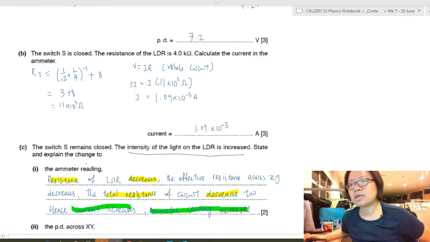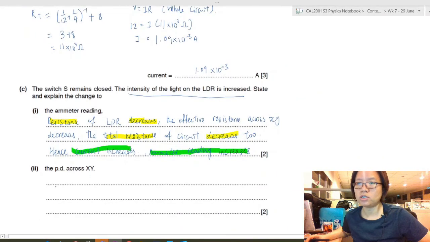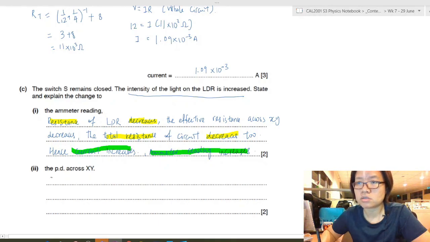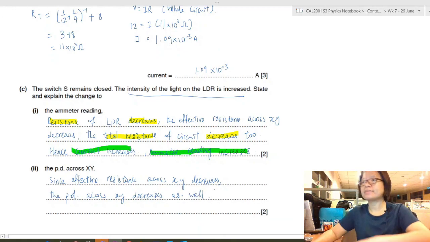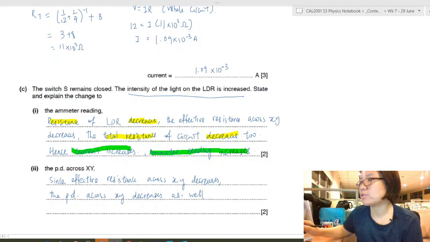Okay, next, potential difference across XY. So you already know that the effective resistance across XY decreases. So you can say, since you already explained here, so you don't have to explain again, no? Since the effective resistance across XY decreases, the potential difference across XY decreases as well. Okay? Alright, so that's all about the potential divider.